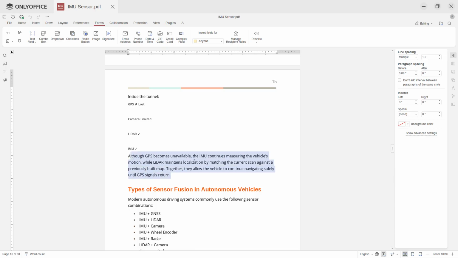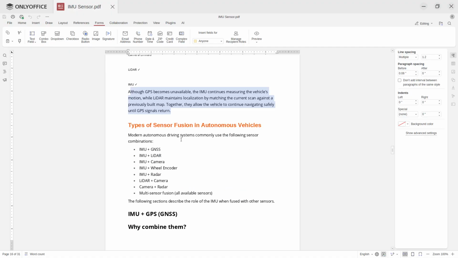So in this example, what we see is that before entering the tunnel all the sensors were working, but when we entered the tunnel some sensors were not performing as they should have been. As a result, since some sensors were not working, there were others which were working. So inside the tunnel, IMU and LiDAR were working very well. As a result, we were able to navigate from the start of the tunnel till the end of the tunnel without any issue. Right.